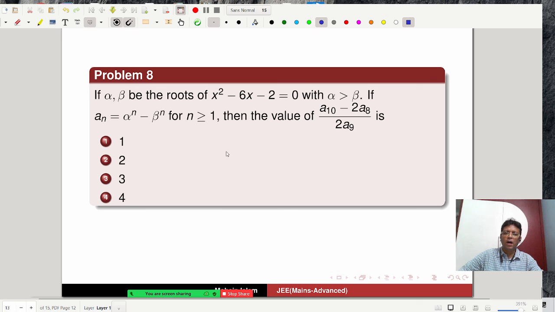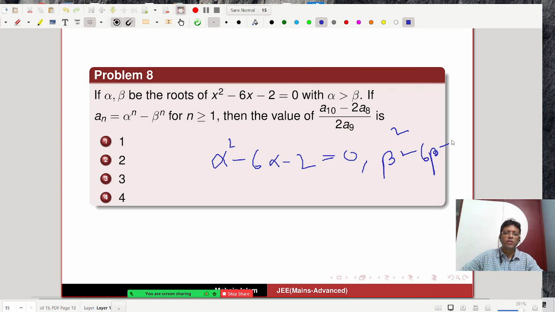So alpha and beta will satisfy the equation. First of all, alpha squared minus 6 alpha minus 2 equal to 0, and beta squared minus 6 beta minus 2 equal to 0. So alpha and beta satisfy both the equations, because they are the roots. And now what I'm doing, I am multiplying both the equations. This is the first one by alpha to the power 8. So if I multiply with alpha to the power 8, that will be alpha to the power 10.